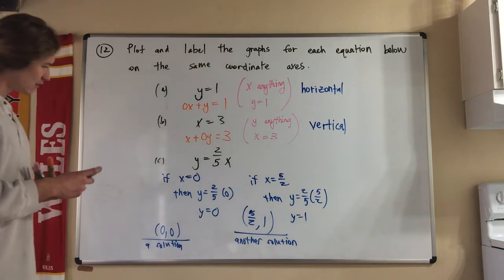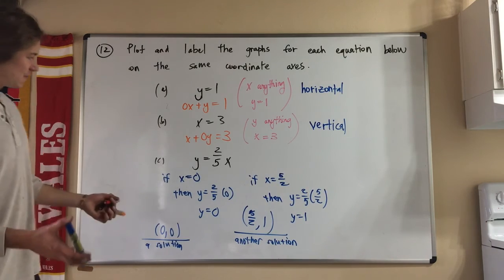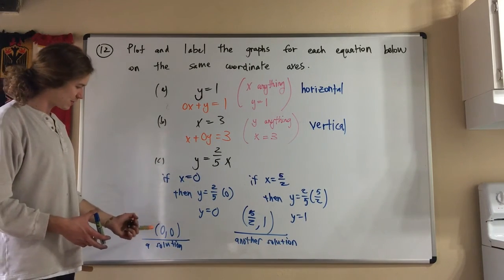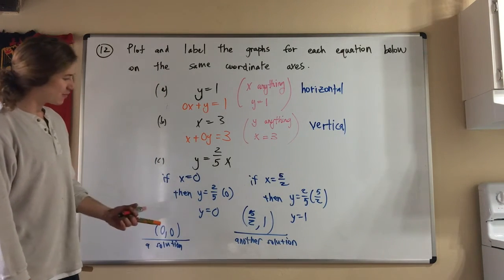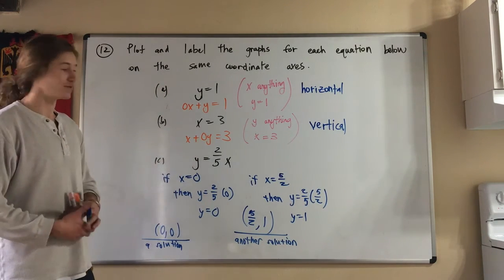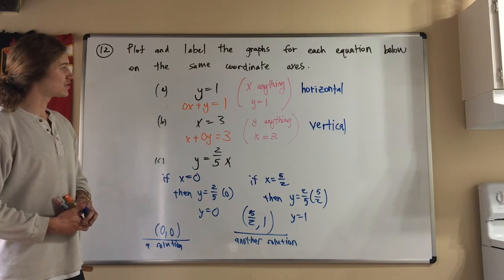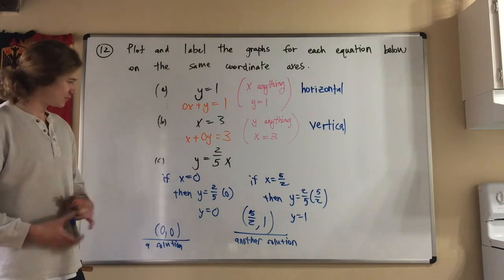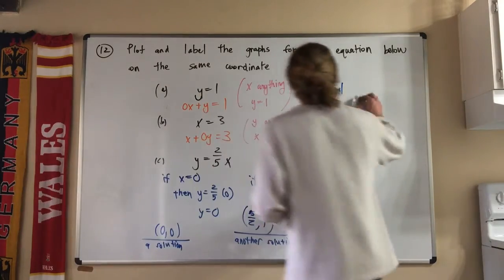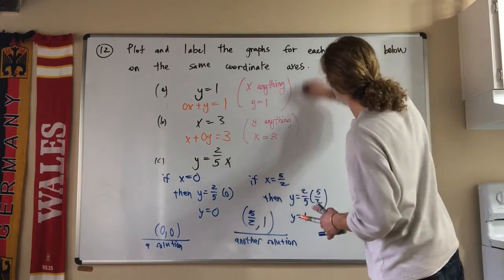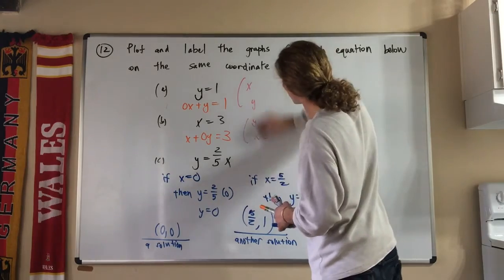Okay, so again, why did we even find these two solutions? Because these two solutions correspond to two spots, the origin and 5/2, comma 1. If we plot those points and put a line through them, this will be the solution set for y equals 2/5 x. So putting it all together, we can plot these points. I'm just going to erase some of the things that we don't really need, so we have some space to write our coordinate axes and plot our points.